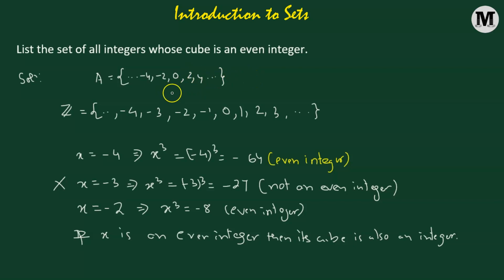And if we want to express the same set in set builder form, we can express it as A is the set containing the elements x such that x equals 2 times n, which means x is an even number and n belongs to the set of integers. So this is how we can express the set of all integers whose cube is an even integer.